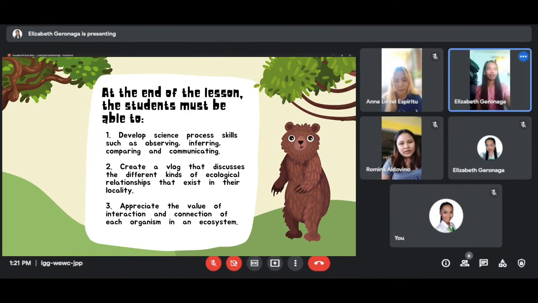Thank you. At the end of the lesson, the student must be able to: 1. Develop science process skills such as observing, inferring, comparing, and communicating. 2. Create a blog that discusses the different kinds of ecological relationship that exist in their locality. 3. Appreciate the value of interaction and connection of each organism in an ecosystem.